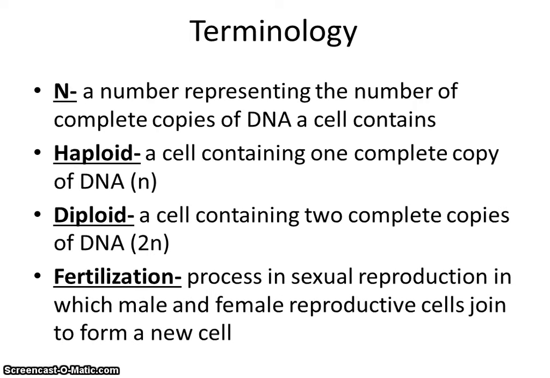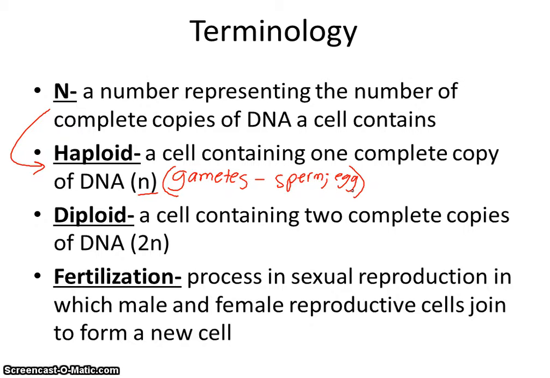Here we have 4 vocab words. N, it's almost like algebra class. N is a letter representing the number of complete copies of DNA a cell contains. So that brings us right down here to this. There are cells called haploid cells. Haploid are cells that only have one copy of all the genes. So they'd be called an N cell, and that's synonymous with this thing being haploid. Examples of haploid cells are the gametes, and gametes are the reproductive cells, the sperm cells in a male and the egg cells in a female.